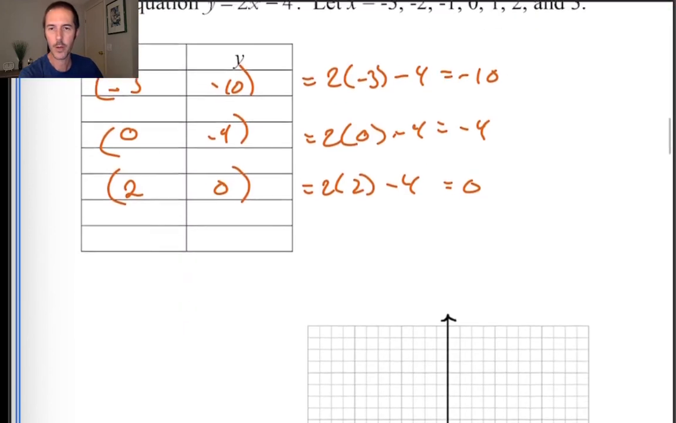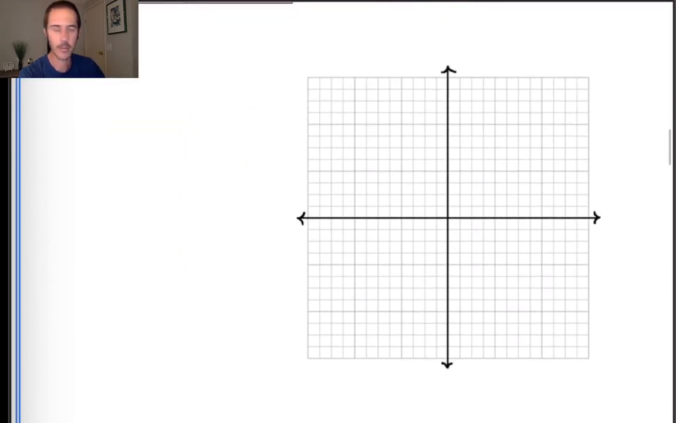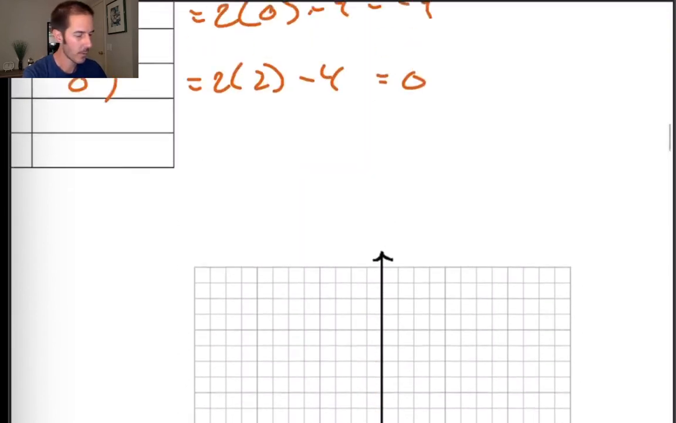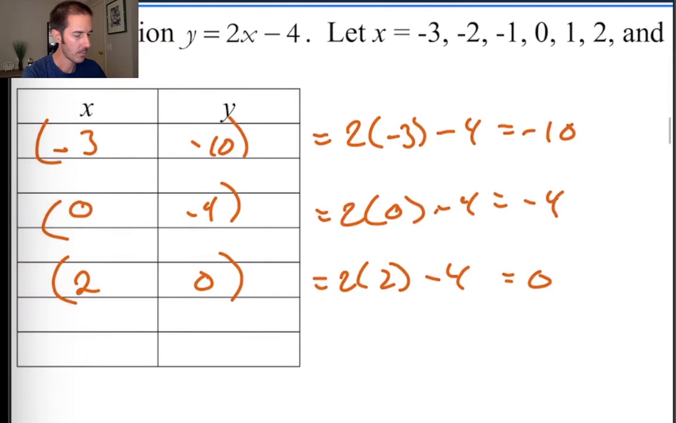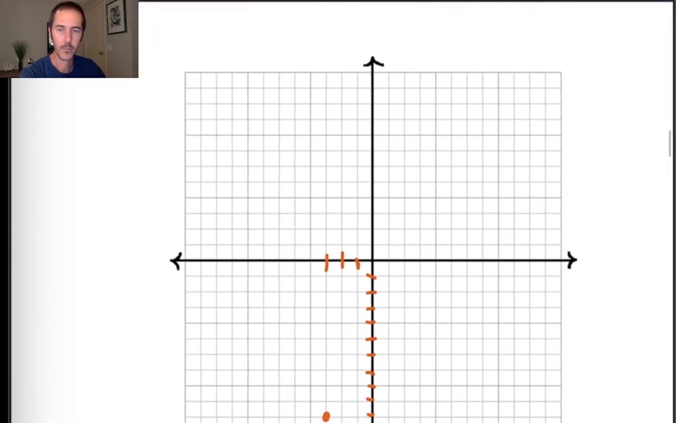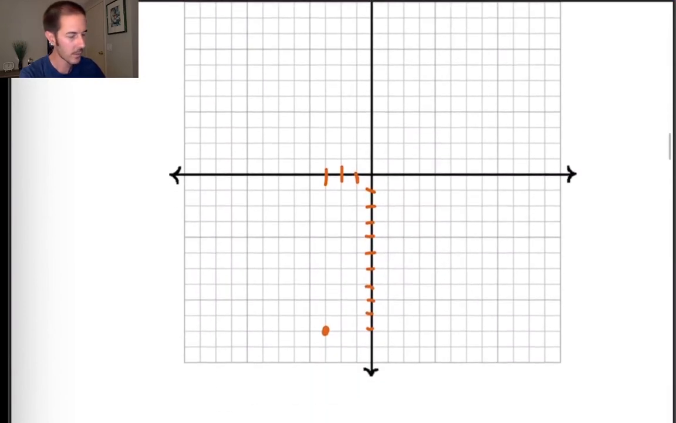So let's go down here onto this graph and plot the point -3, -10. 1, -2, -3, so I'm going 3 units in the negative x direction. And then we'll go down 10 units, 1, 2, 3, 4, 5, 10. There we are, -3, -10. The other point, or another point that we saw, is 0, -4. So we'll move 0 units horizontally and only come down 4 units and plot that point.